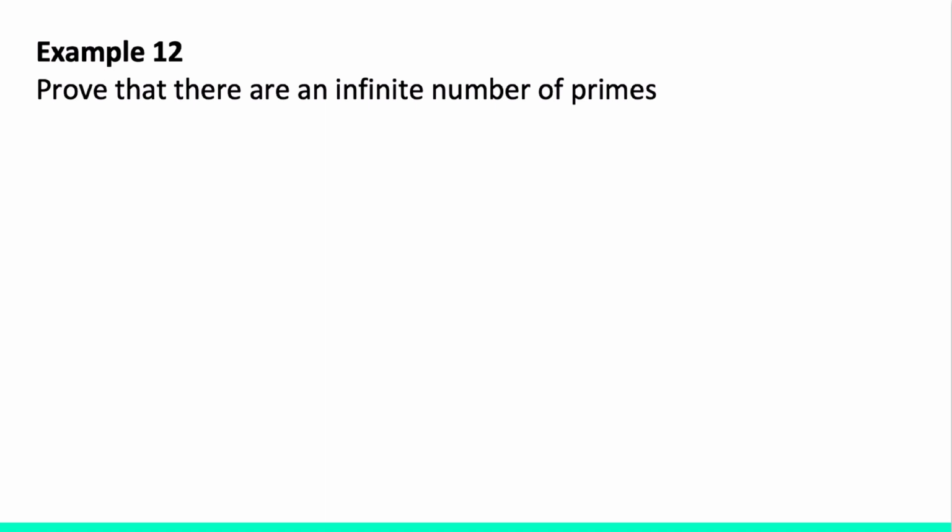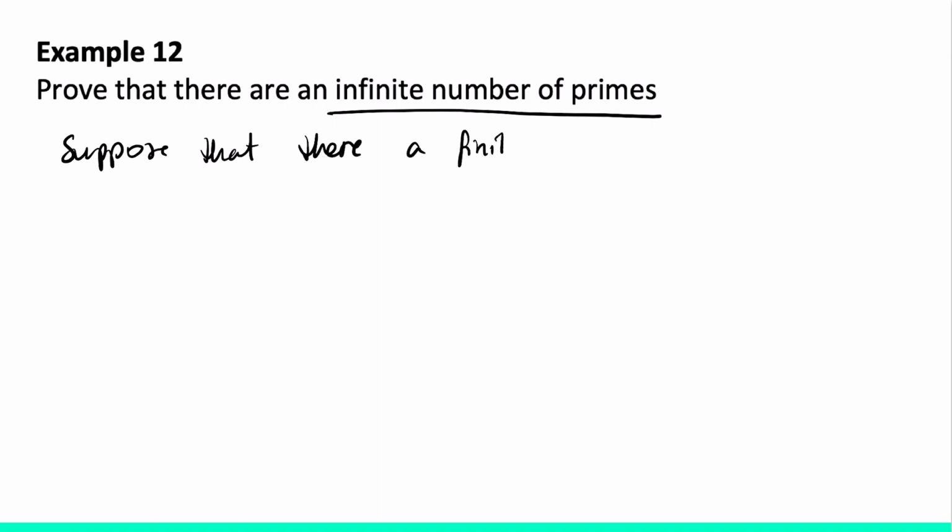So it proved that there are an infinite number of primes. So with a proof by contradiction, remember we always try to get an opposite statement. So suppose that there are a finite number of primes, so the opposite. So instead of infinite primes, I have a finite number of primes.